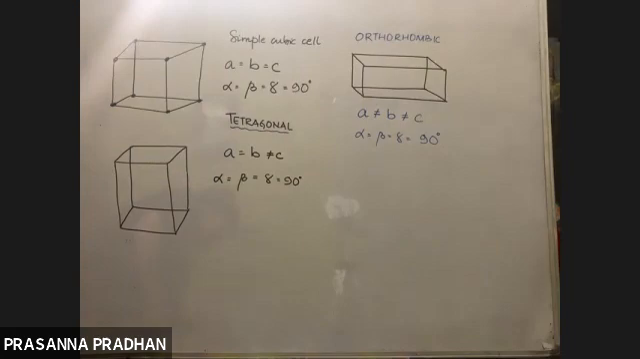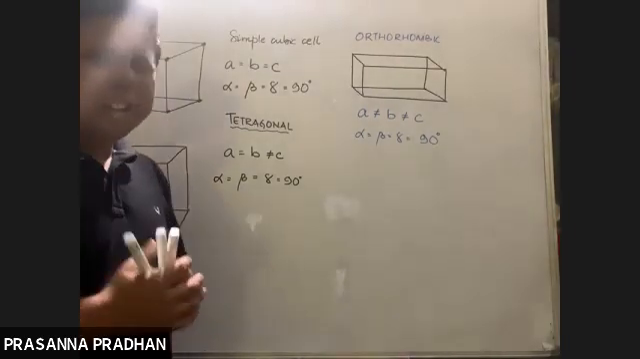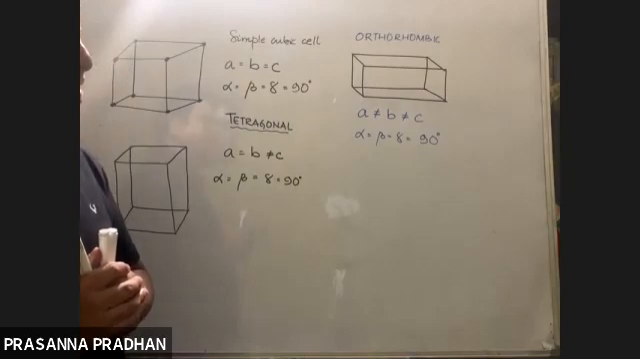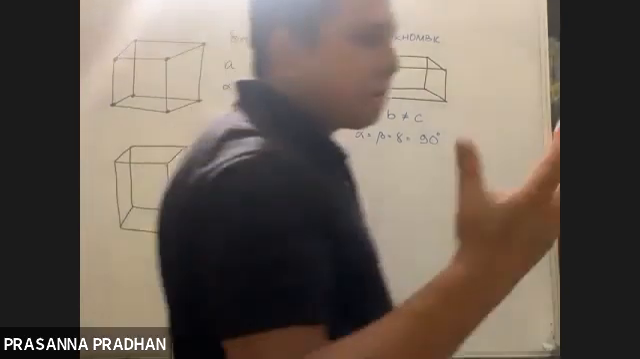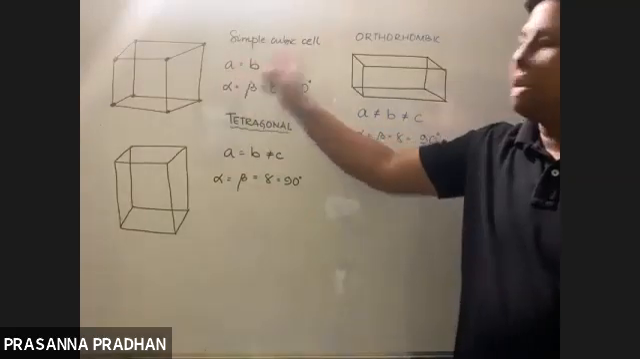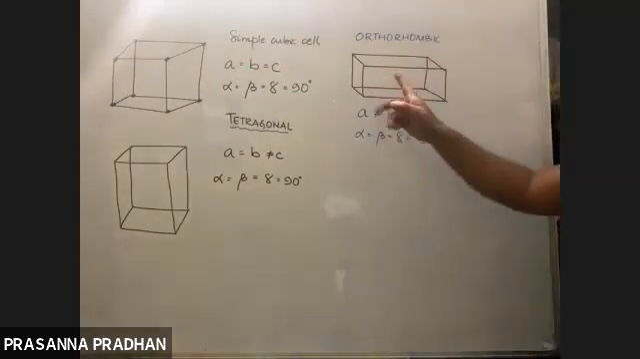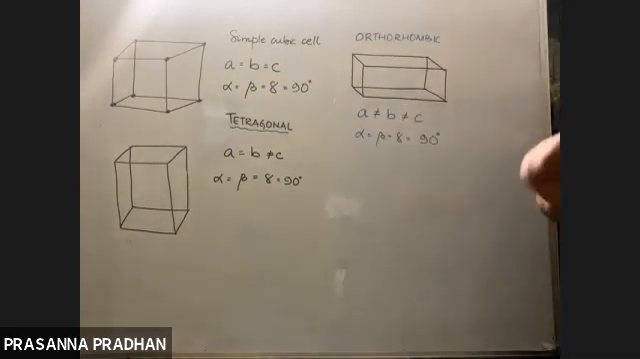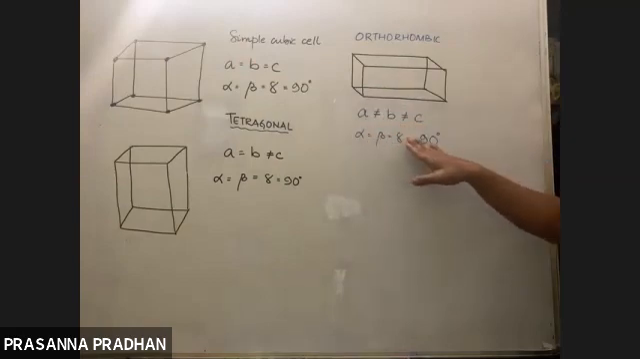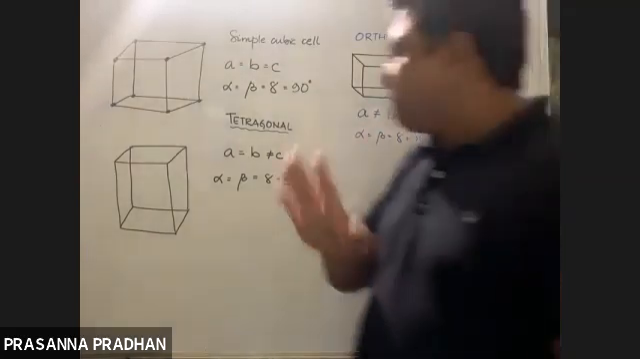A matchbox is an example of an orthorhombic system. It means cuboidal, like a cuboid. What is a cube? A cube means all sides are equal. Here none of the sides are equal. Take a matchbox and see. But all the interfacial angles are equal to 90 degrees.